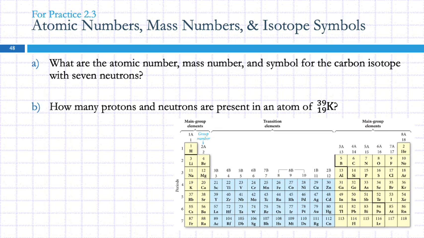So we should be able to do things like this. What are the atomic number, the mass number, and the symbol for the carbon isotope with 7 neutrons? Okay, so what is the atomic number? It's the number of protons, right? And where do we get that? From the periodic table. So I put a little periodic table here on the slide for us. So there's carbon. How many protons does carbon have? 6. So the atomic number is 6.